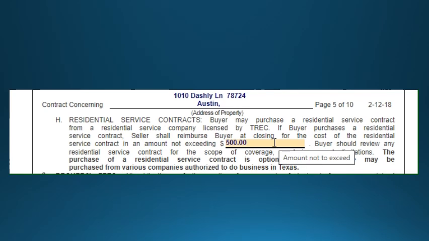If you add the home warranty company's name, then you are saying that that specific home warranty company is to be paid, and that takes away the buyer's options of shopping around and seeing which home warranty company would be best for them. Also, they may change their mind and want to go with a different home warranty company. So it's best practice to only put the dollar amount there.